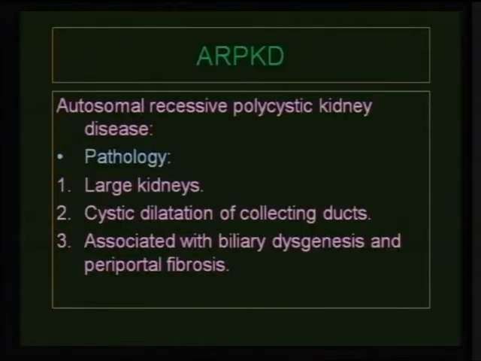So autosomal recessive polycystic kidney disease, as the name says, is autosomal recessive. And those kidneys are large. You don't see cysts when you do ultrasound. You are going to see dilated collecting ducts. So it is ectasia of the collecting ducts. It is not cysts. And it can be associated with biliary dysgenesis.